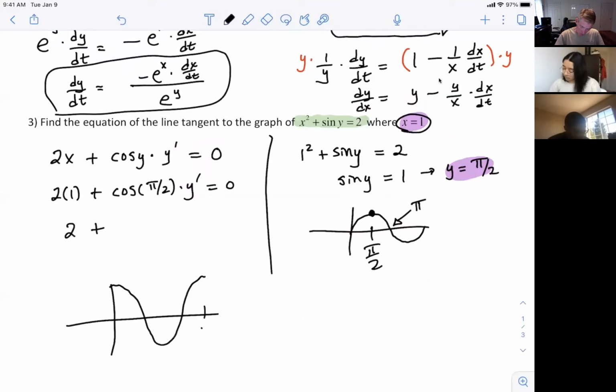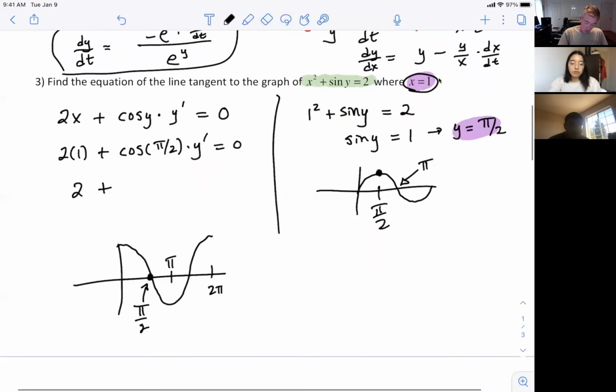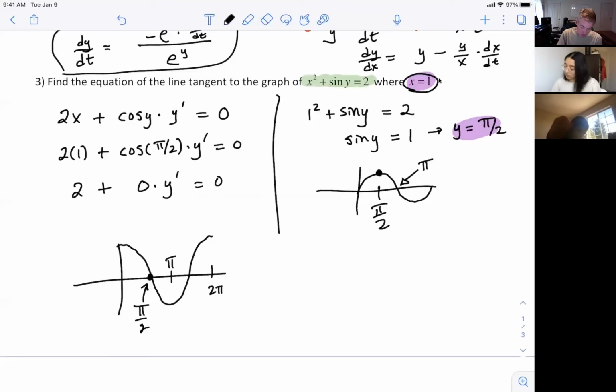Well, there's cosine up to 2 pi. So in the middle is pi. So it's actually right here that's pi over 2. So cosine of pi over 2 is equal to 0. So this is going to be 0 times y prime. And then, of course, 0 times y prime is just 0.